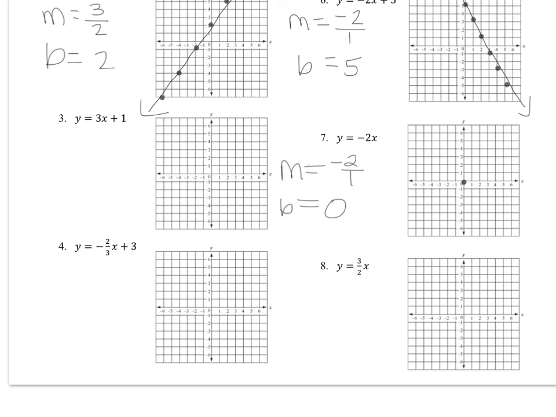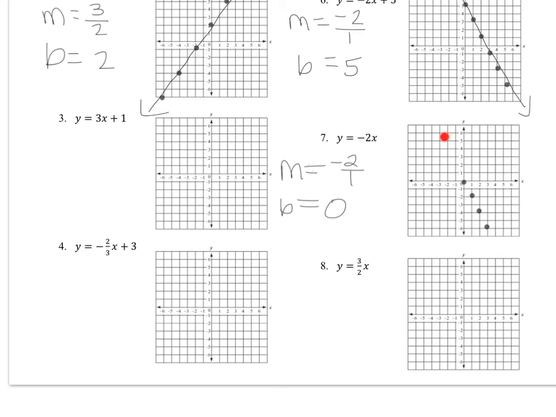Okay. From here, am I going up or down? I'm going to go down because this is negative. How far am I going to go down? I'm going to go down 2, and then I'm going to go to the right 1, and I'm going to plot a point. I'm going to go down 2 more to the right 1, plot a point. Now if I want to go in the reverse direction, let's talk about the reverse direction.